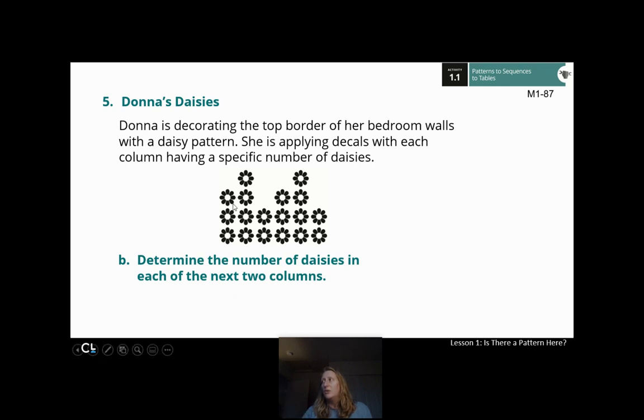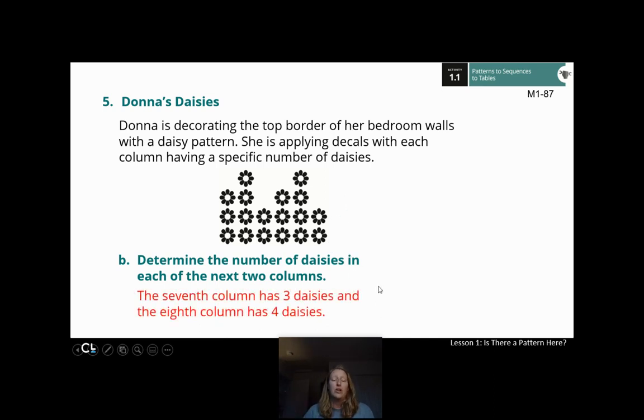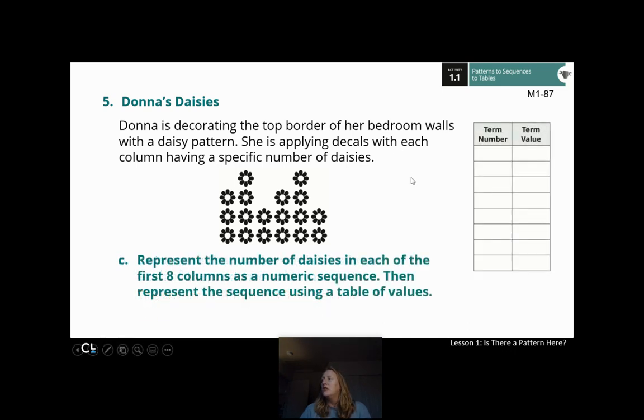Well, since we're doing 3, 4, 2, 3, 4, 2, that means the next one would be 3, and the next column after that would be 4. So the 7th column would have 3 daisies, the 8th column would have 4 daisies. And you know what's coming up next. We're going to go ahead and represent the number of daisies in each of the first 8 columns as a numeric sequence, and then we'll put it in our table. So 3, 4, 2, 3, 4, 2, 3, 4.